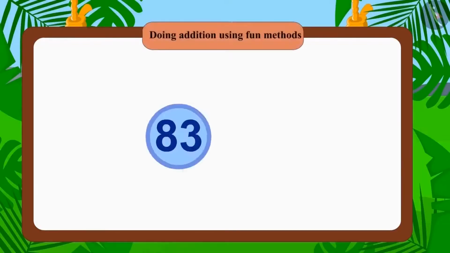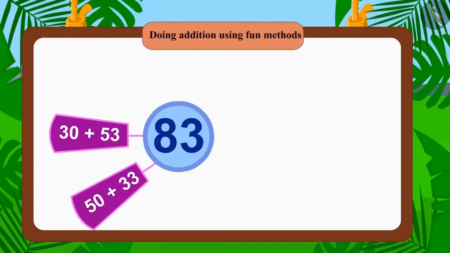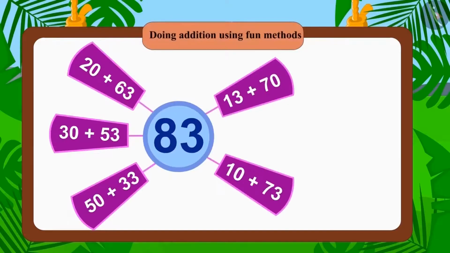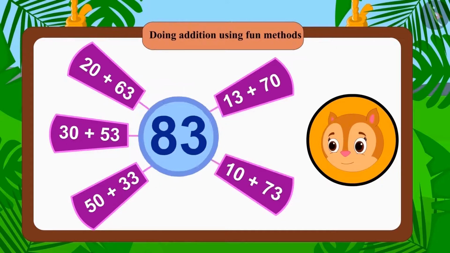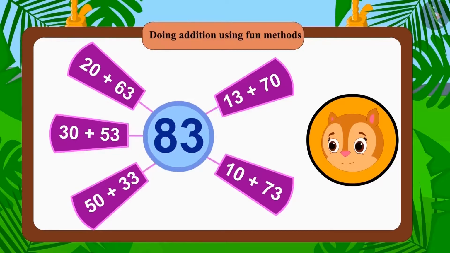Yes, children, any number can be represented by the addition of different pairs of numbers. Chanda can build her house with 83 thin twigs, choosing different combinations of green and brown twigs. Can you split this number in more ways?